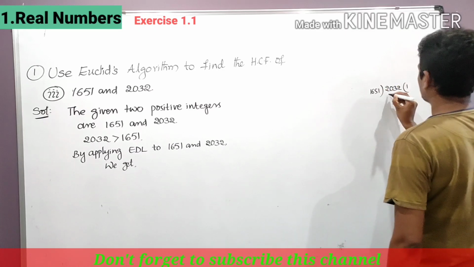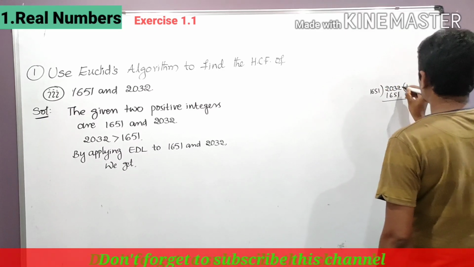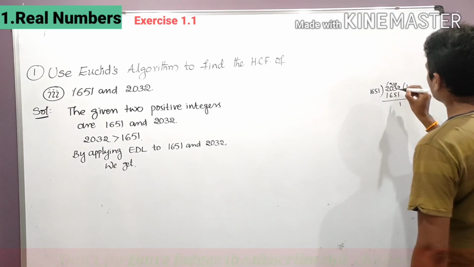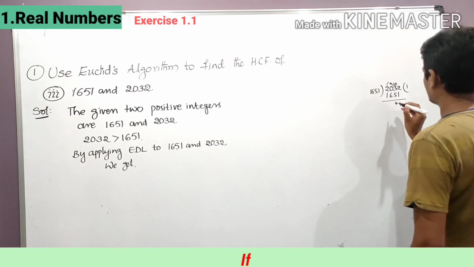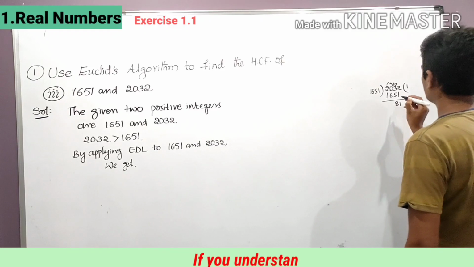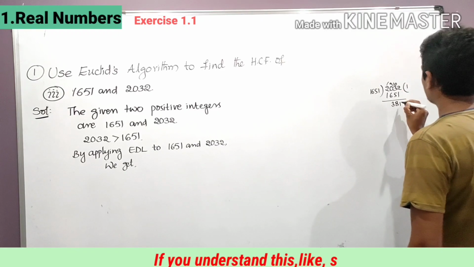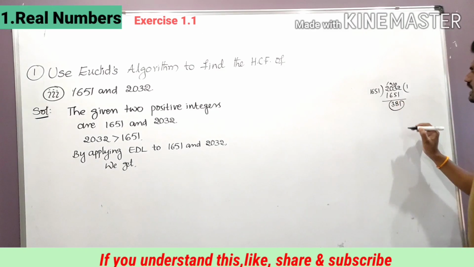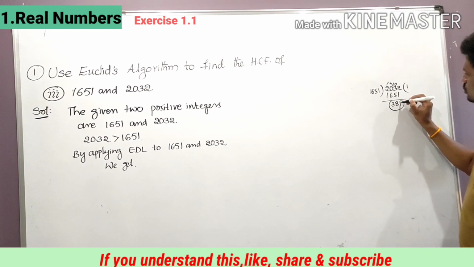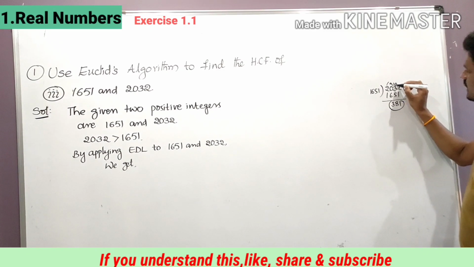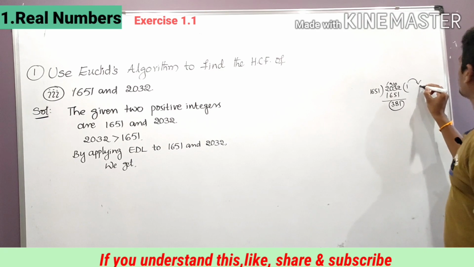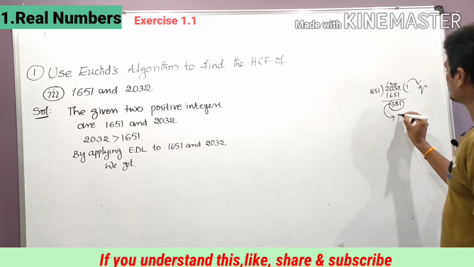It goes only one time, 1651. So 2 minus 1 is 1, student. Take borrow from here, 9 and 10. 13 minus 5 is 8, 9 minus 6 is 3, 1 minus 1 is 0. So 381 is the remainder, student. So this is the quotient, it is Q, and this is the remainder, it is R.